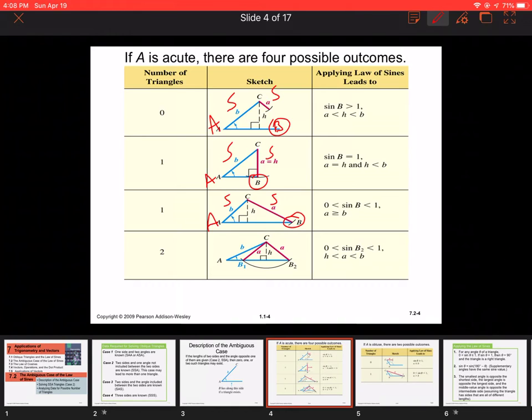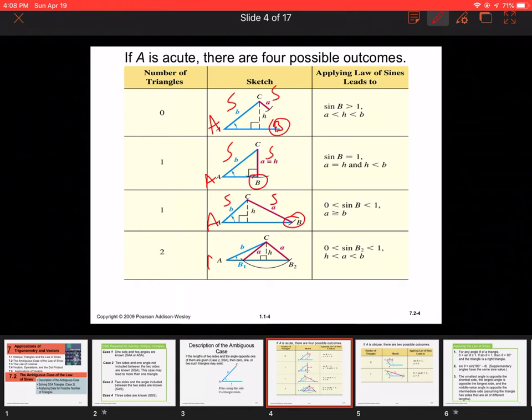And the side length of A is longer than the side length of B. And if that's the case, there will be only one triangle. Let's look at the fourth scenario, when angle A is an acute angle.